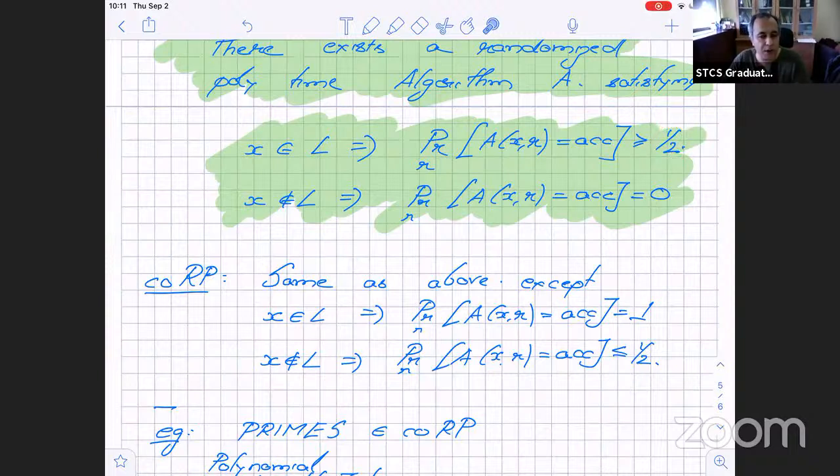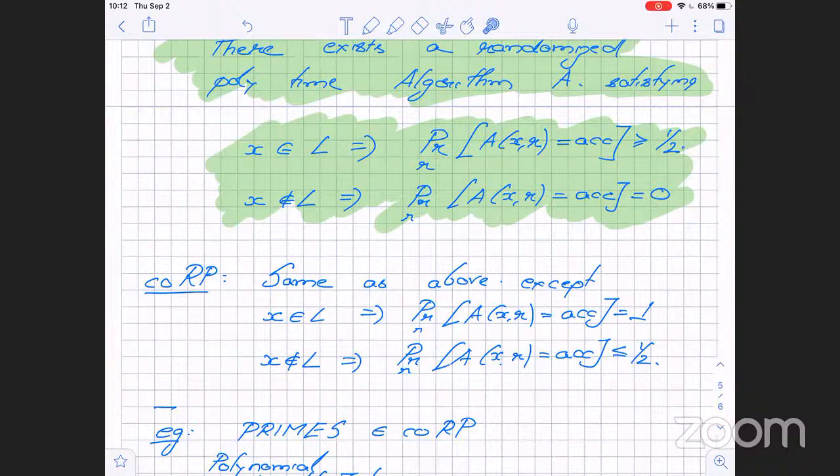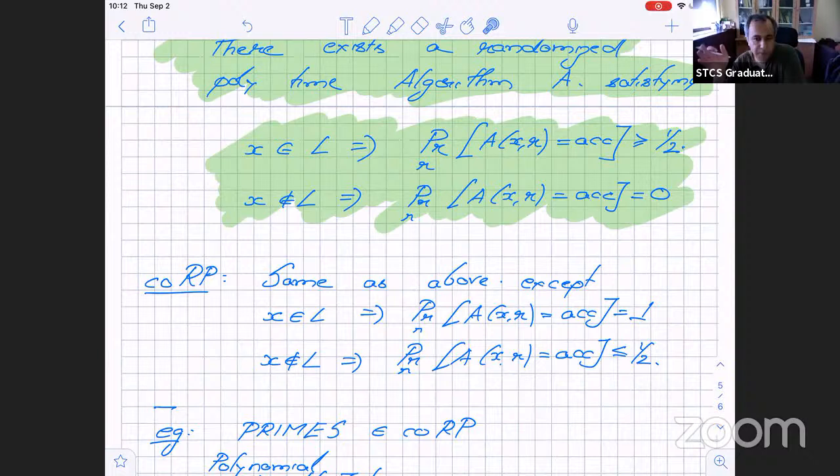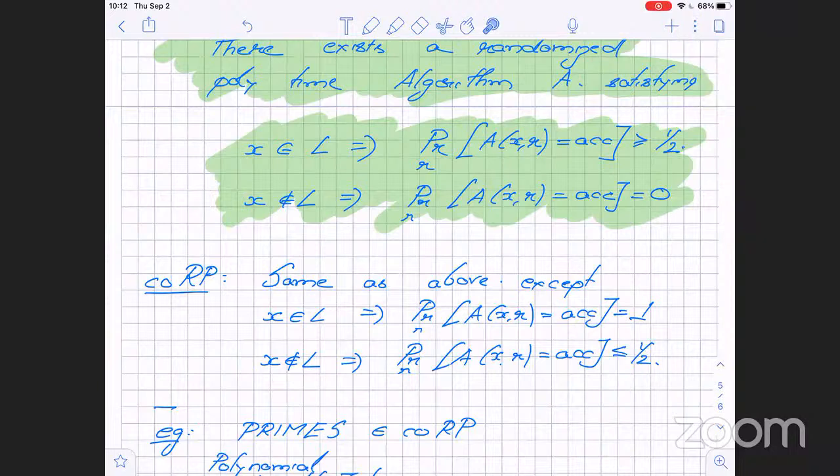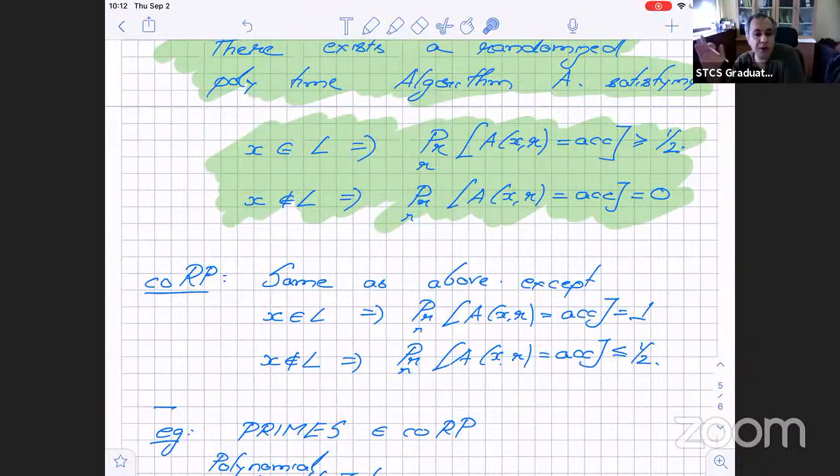How would you improve the probability? How do you reduce the error from half to 1/4? Here I'm saying the error is at most half. If I want the error to be at most 1/4, how would you reduce the error? Repeated iterations and then take the majority. Yes, repeat it, say, t times, and then take the majority. Do you have to take the majority? Suppose you repeat it t times, and some number of times it says accept, some number of times it says reject.